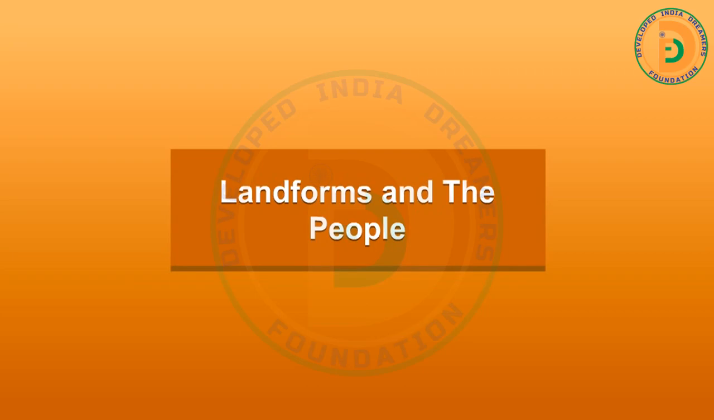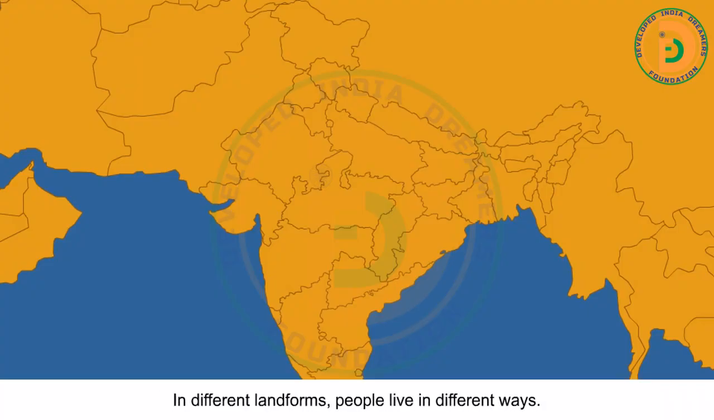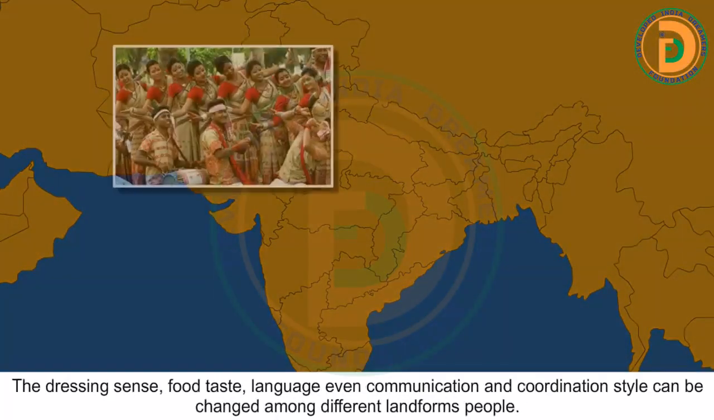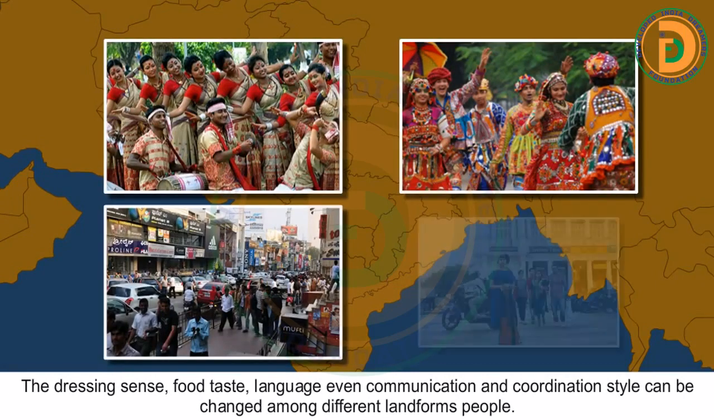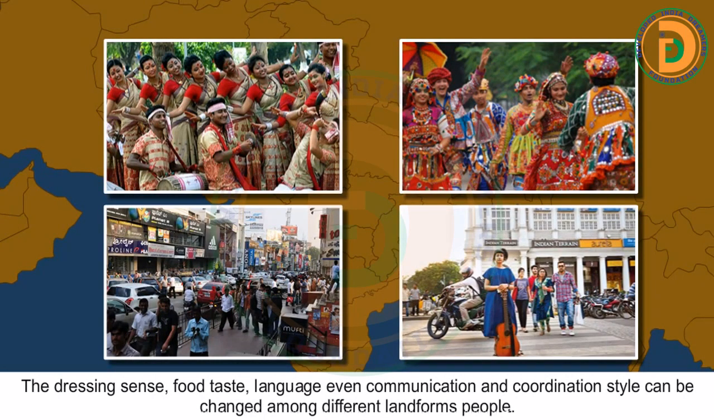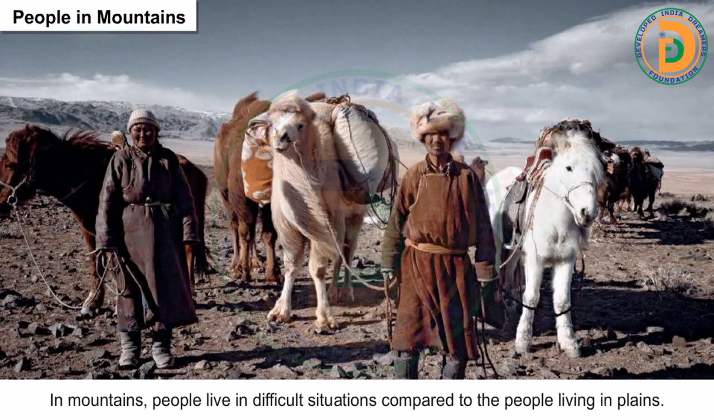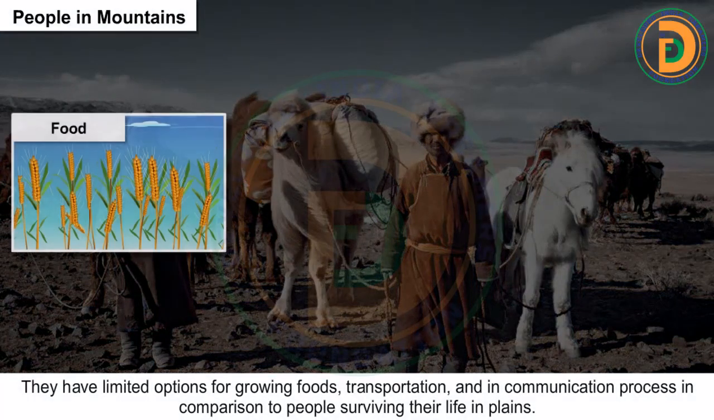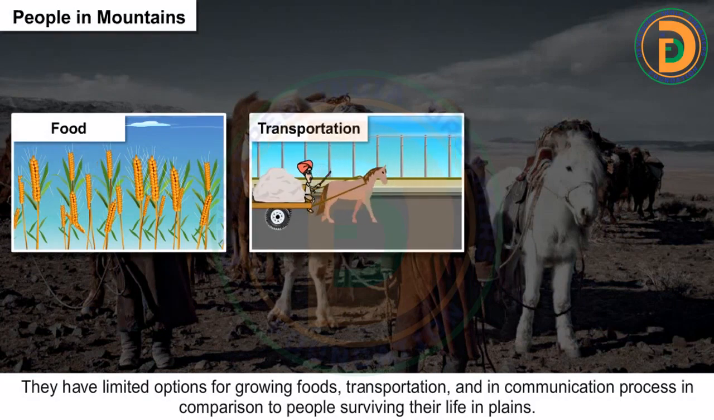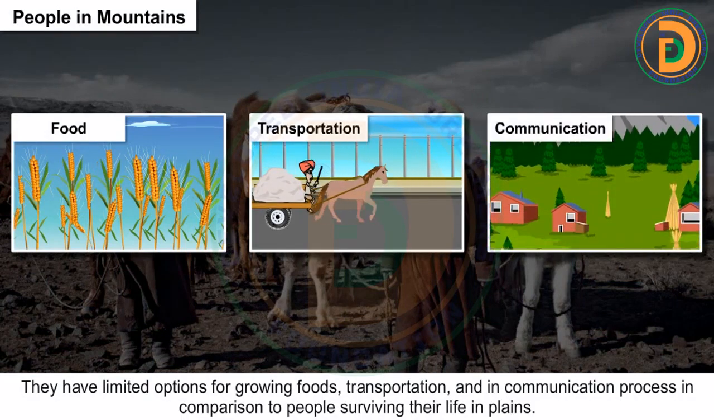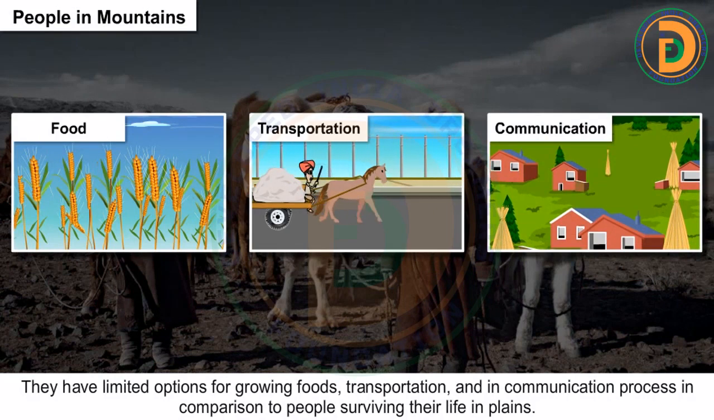Landforms and the people. In different landforms, people live in different ways. The dressing sense, food taste, language, even communication and coordination style can be changed among different landforms people. People in mountains. In mountains, people live in difficult situations compared to the people living in plains. They have limited options for growing foods, transportation, and in communication process in comparison to people surviving their life in plains.